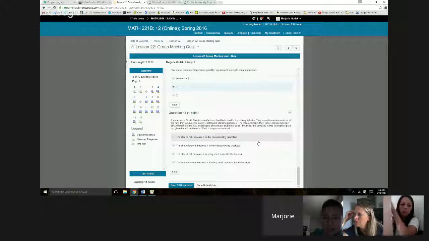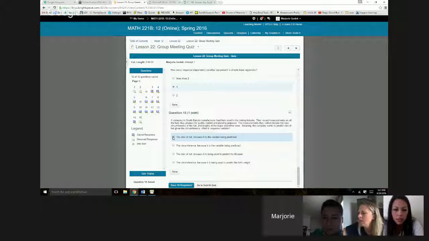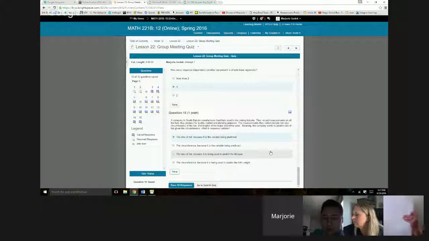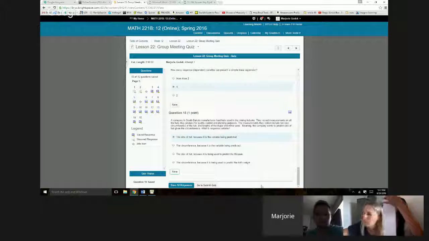What is the response variable? So the response variable is the y. Yes, because that's what we're trying to predict. So we're trying to predict the size of the hat. The size of hat, because it is the variable being predicted. Because we don't want what is helping to predict. We want the actual thing being predicted. Okay. All right. You want me to submit this? Go ahead.